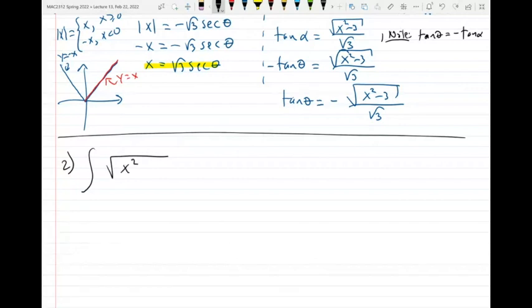How about this guy? Again, all of this is when you have limits. If you don't have limits, it's a happy day. So you can just go on and do your technique.